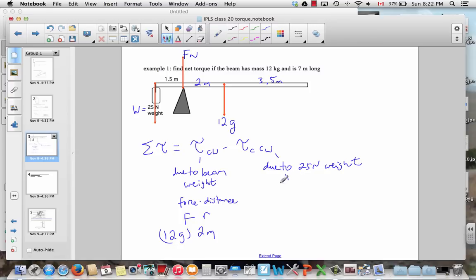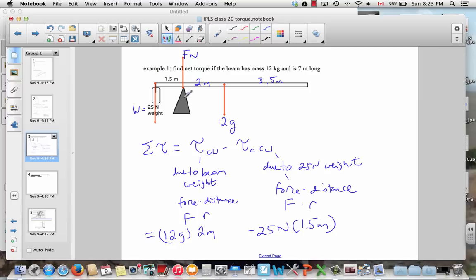Now, again, a torque is a force times a distance to a pivot, force times R, and again, the force and R need to be perpendicular. They are in this case. The force is 25 newtons, and the distance is 1.5 meters from the pivot. So this will be the net resultant torque on this beam.